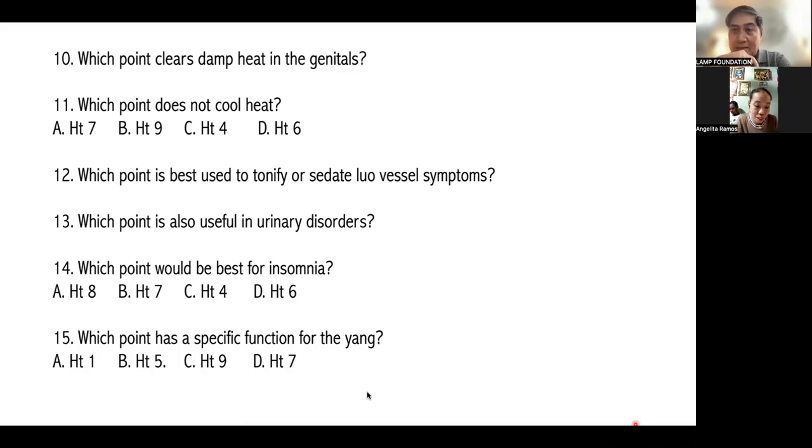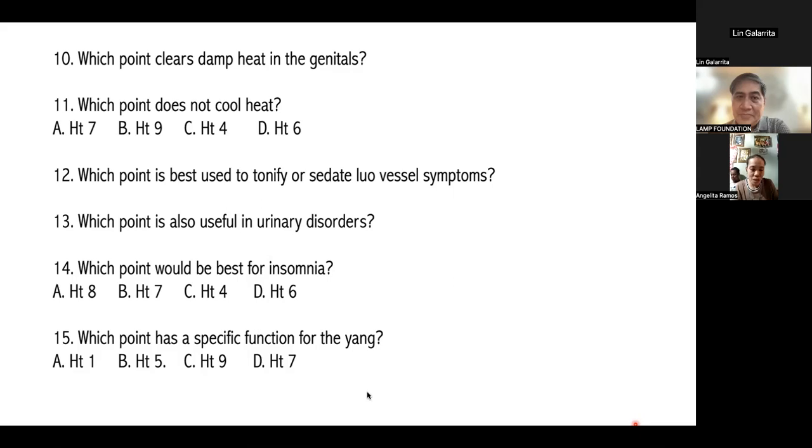I'm just noting, I'm not so sure. For heart fire, I use Heart 8. Do you all agree? Heart 8 and Pericardium 8? For those with real damp heat, very itchy, it's stressful, right? Okay, I'm sure some of you have thoughts. So, Heart 9. Okay, number 11, Ma'am Angelita.